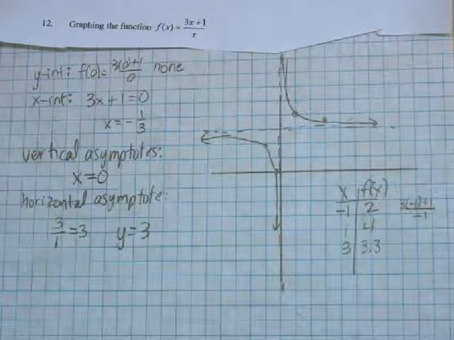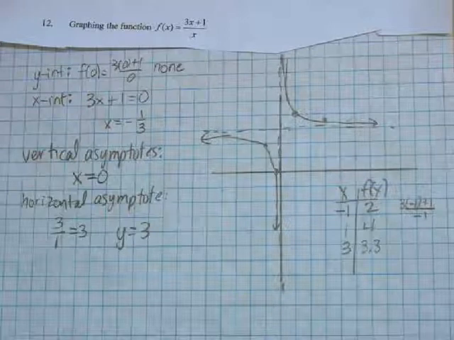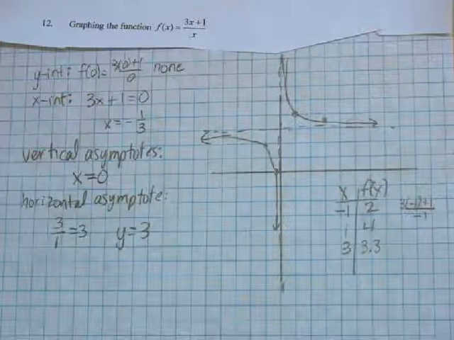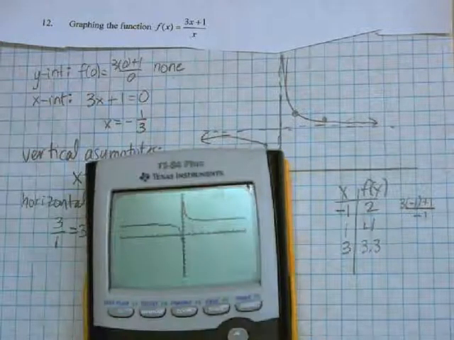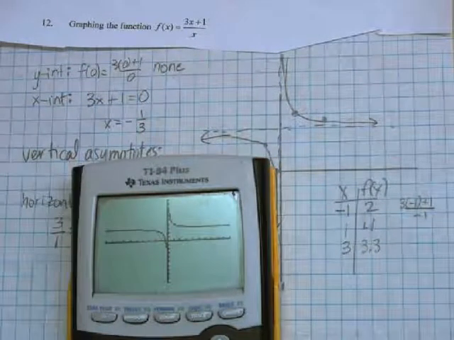Now, if you're kind of unsure on how the curve will go, just pick another point for x and figure out f of x, and then hopefully you will find a nice curve. We take a look at our calculator's graph and we see that it matches.